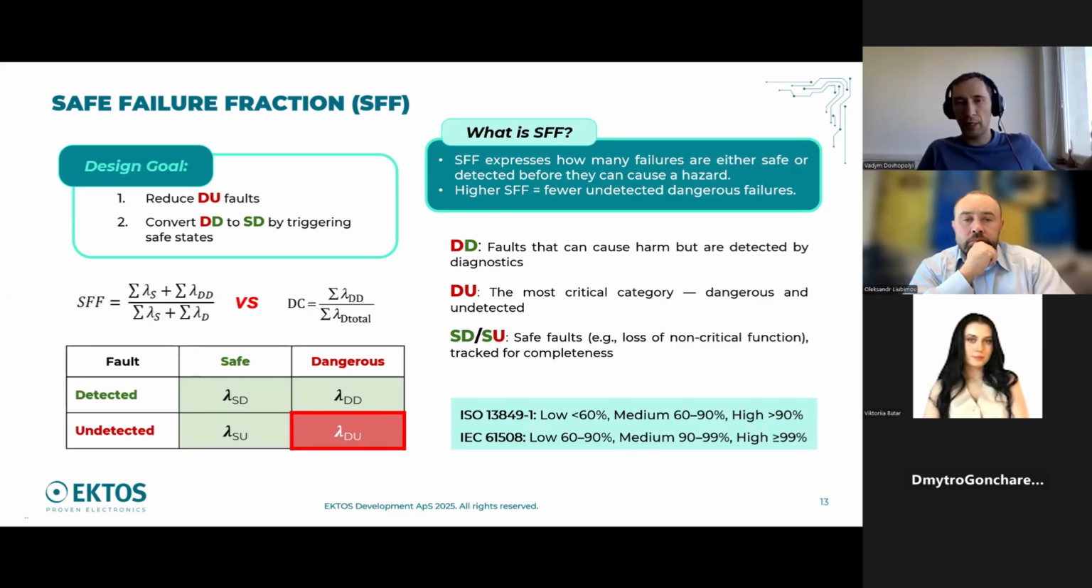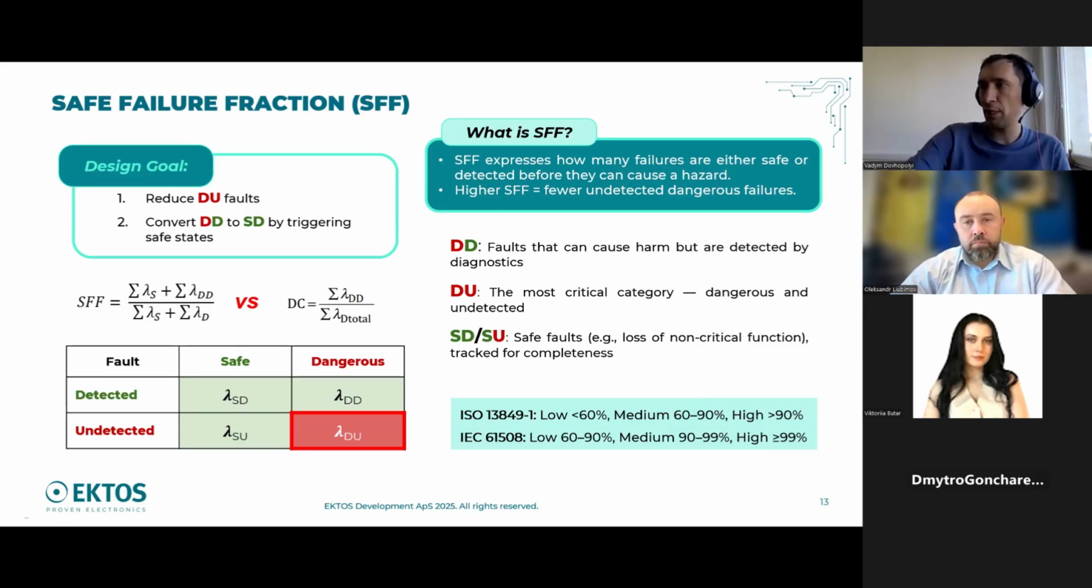So if we can detect a fault, we can transition the system to the safe state, and in this way we are converting the dangerous to safe. And the safe failure fraction is how many failures are either safe or detected and converted to safe before they can cause a hazard. Of course, a higher safe failure fraction means better diagnostics and fewer dangerous faults in the system, a lower probability of dangerous fault.